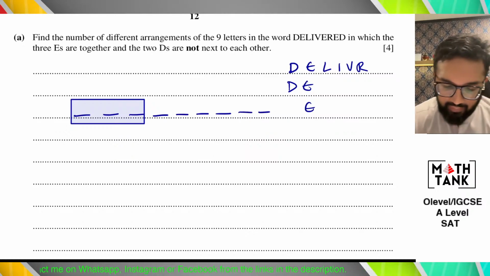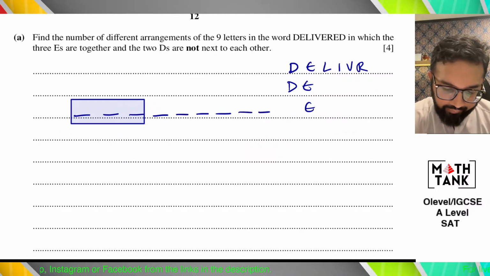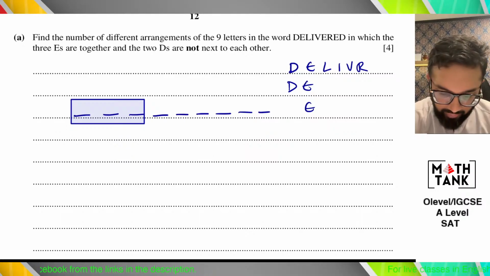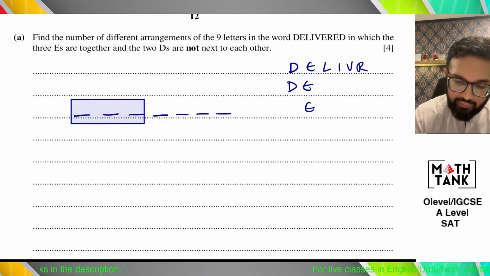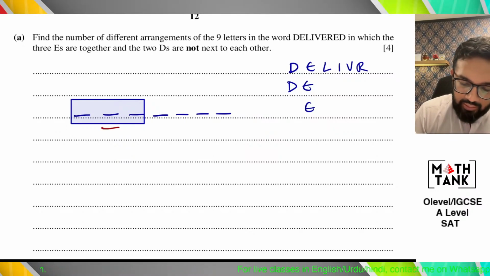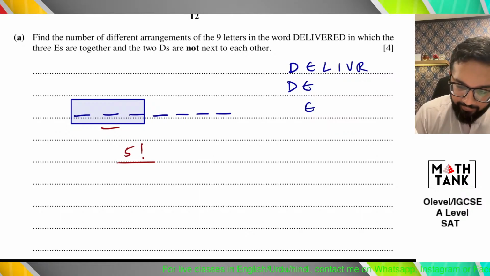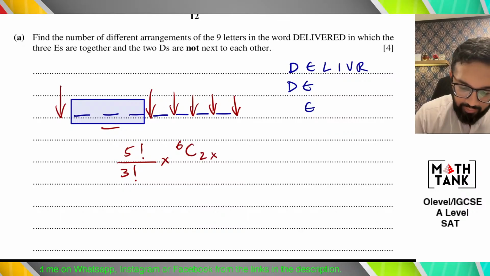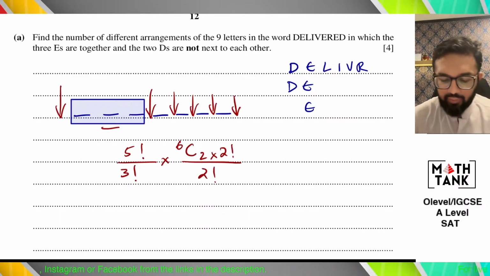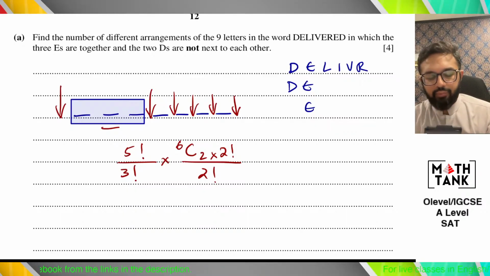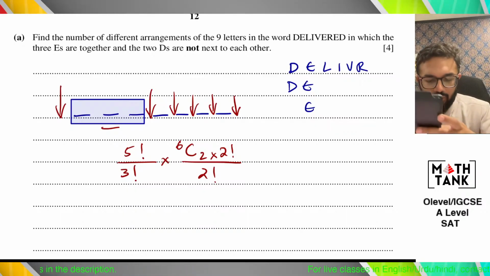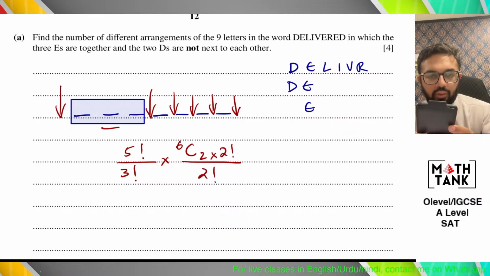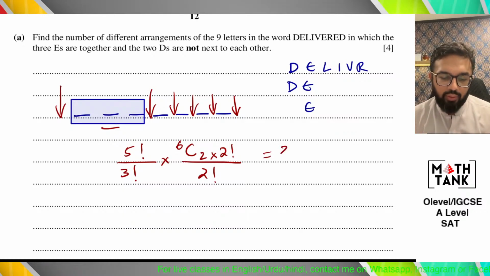Five, 6. Okay. If I don't want the D's to be next to each other, I should skip 2 of the dashes first. So that's 5 factorial divided by 3 factorial. Now the D's could appear 1, 2, 3, 4, 5, 6. 6C2 into 2 factorial divided by 2 factorial. 300.